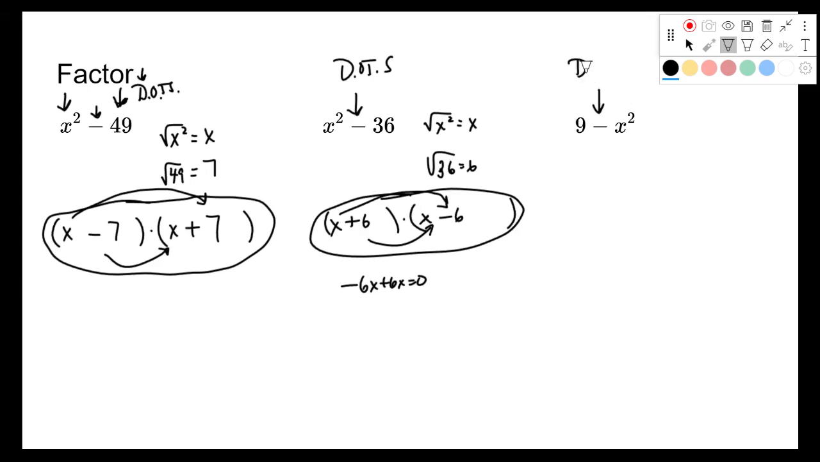They're subtracted in the middle. This is the difference of two squares. Okay, it's got two terms. I'm going to take the square root of each. The square root of 9, that's 3. The square root of x squared, that's x.